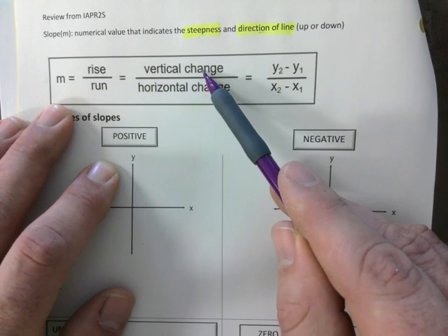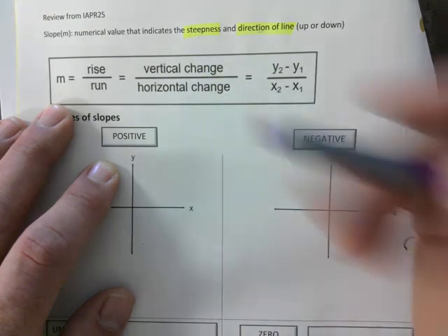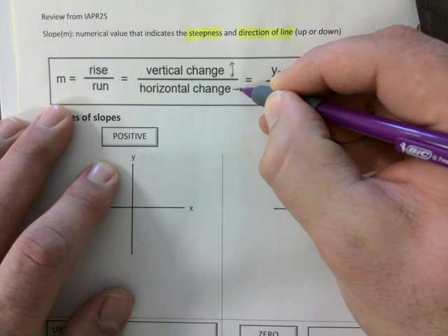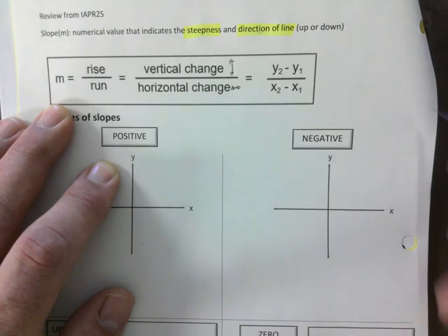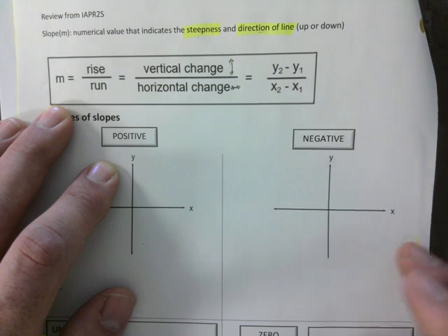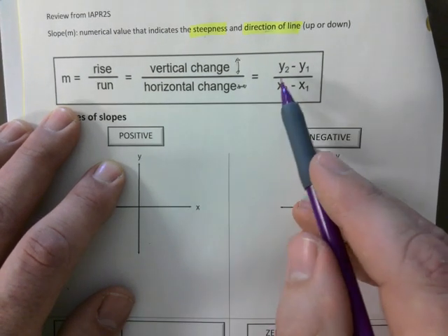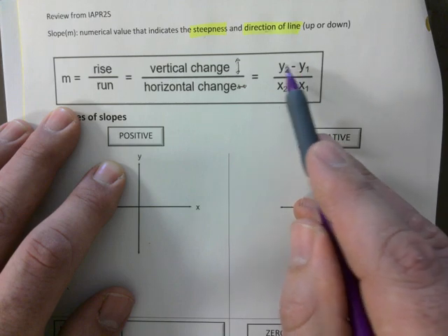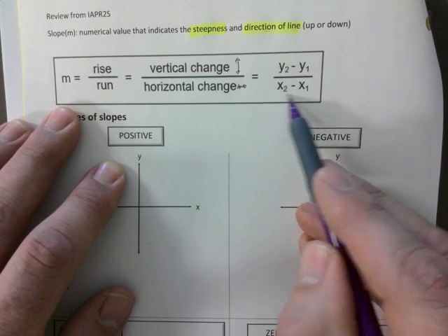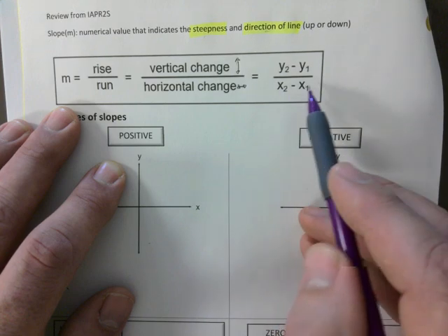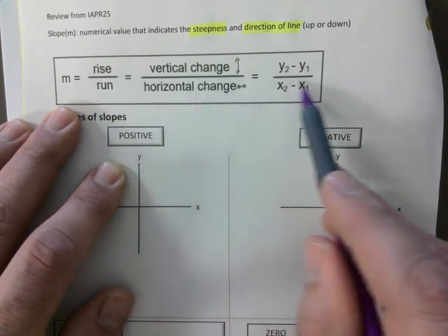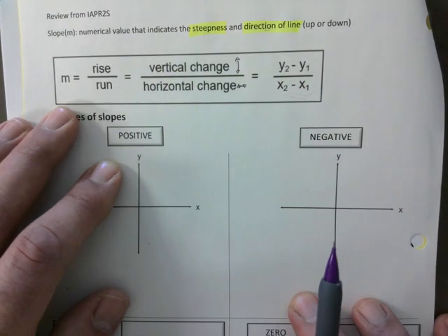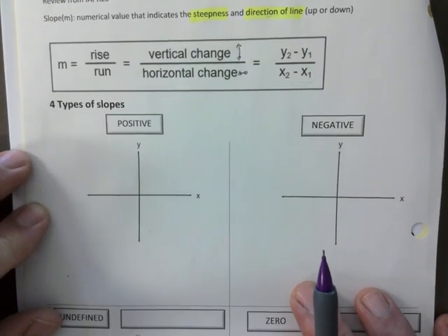You can also think of it as the vertical change over the change in horizontal displacement. Too many fancy words, right? You can calculate it like this: y2 minus y1, which gives you the vertical change, x2 minus x1, which gives you the horizontal change. So these are all connected. You probably were given these in 3 separate formats, but really they're all the same. They're all saying the same thing.